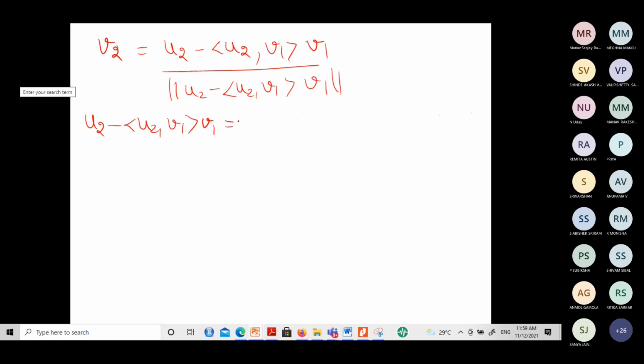Into V1 is minus 1, 4, 4, minus 1, minus the inner product of minus 1, 4, 4, minus 1, comma, 1 by 2, 1 by 2, 1 by 2, 1 by 2, close, into V1. That is minus 1, 4, 4, minus 1, minus minus 1 by 2 plus 2. So 1.